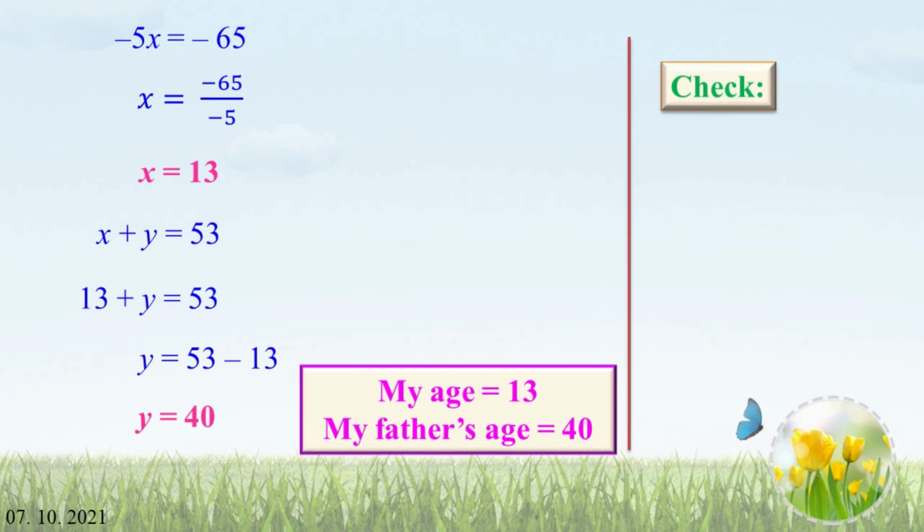Now I check the result. X plus y equals 53. X is 13. Y is 40. 13 plus 40 is 53. 53 equals 53. The answer on both sides is equal. Hence the solution is proved.